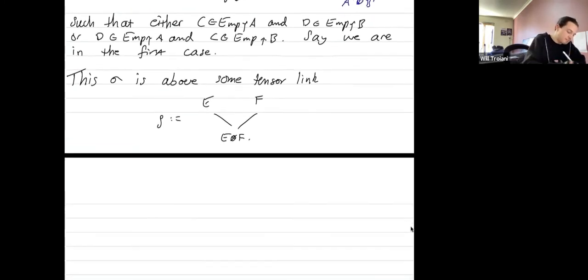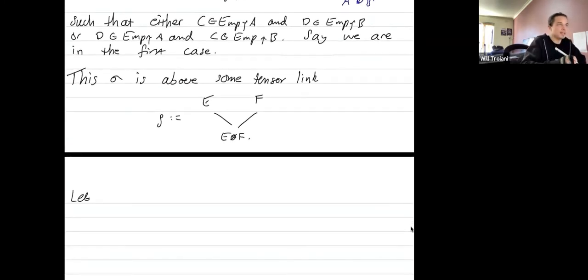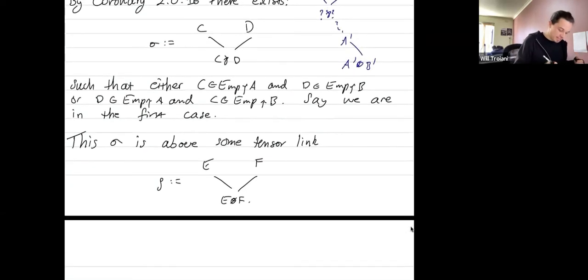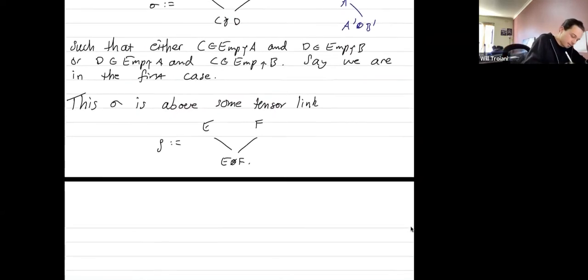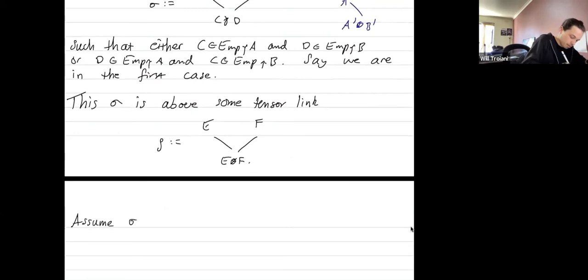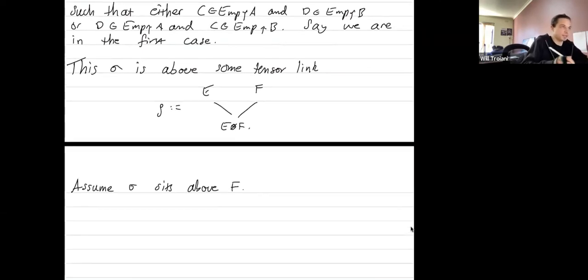So now I'm going to use the realization lemma to get a particular switching. Well, first, actually, what I'm going to do is we've said that sigma sits above rho somewhere, right? So it either sits above E or it sits above F. Without losing generality, we can just assume that it sits above F. And now I'm going to define the switching.